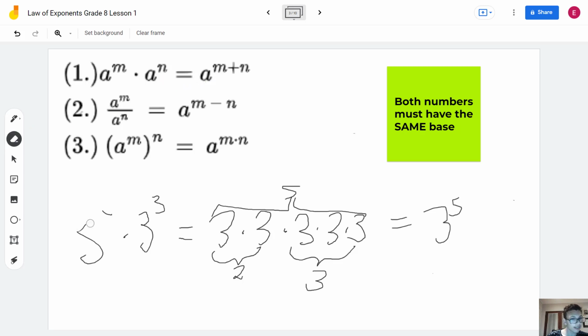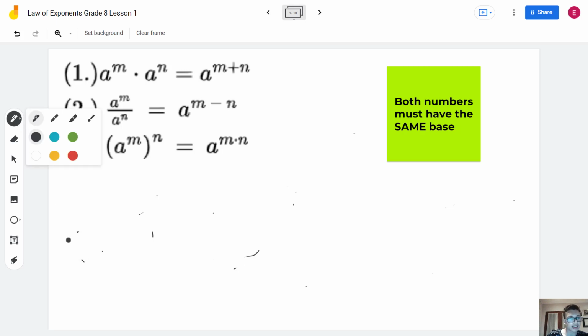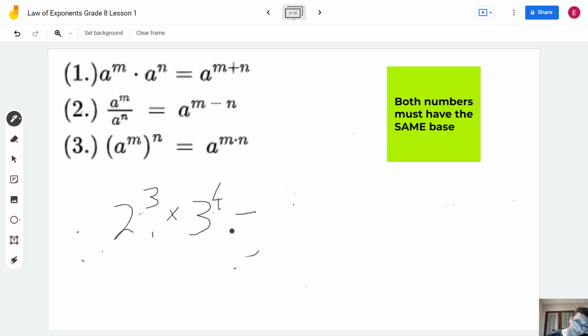What a lot of students would do early on is make a very simple mistake, which is quite wrong. For example, if you have 2 to the power of 3 times 3 to the power 4, some students would say the answer to this is 6 to the power 7. However, this is wrong. There are 2 reasons why this is wrong. The first reason is that you got the law of exponents right. So that is right. The law of exponents gives you 7.